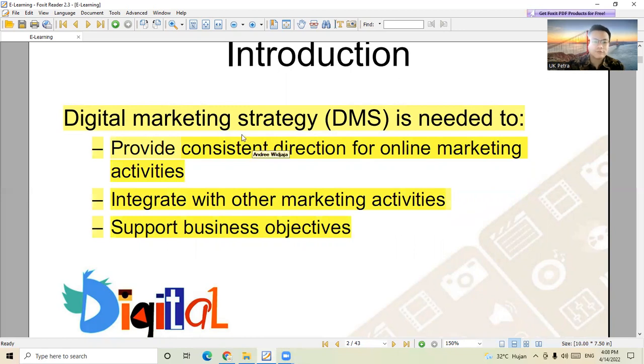Without a digital marketing strategy, I think the company will be confused, and each department in the company may not be fully integrated. They may be able to do marketing, but they cannot do it very well.